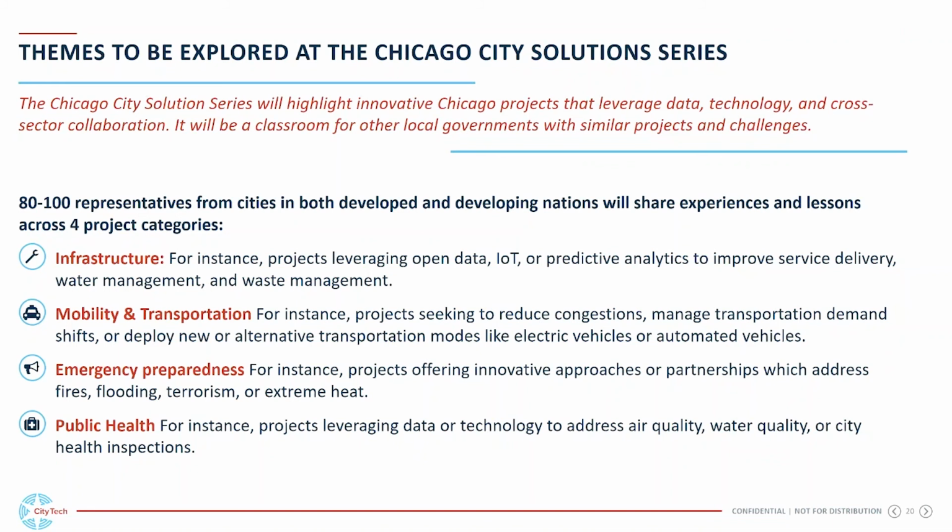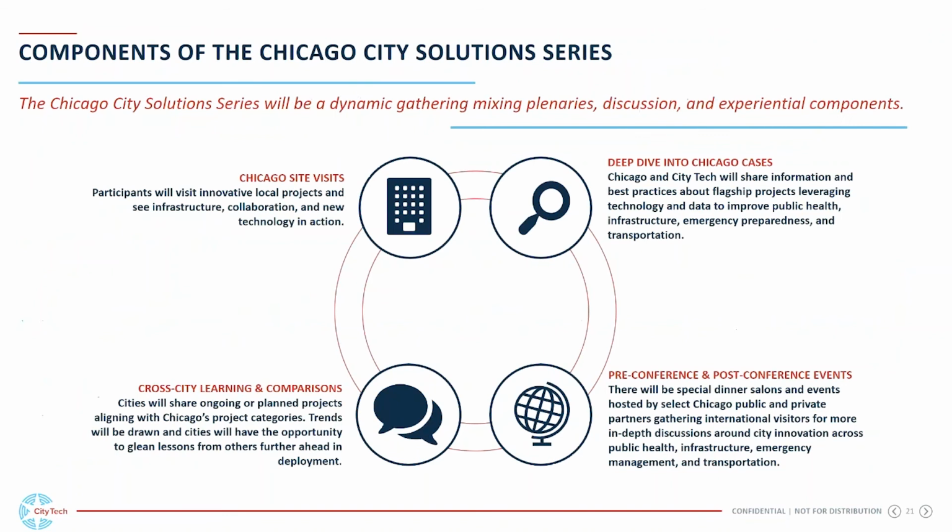So the goal is to establish collaborative city pairs to partner after the conference takes place to assist each other with the implementation of new initiatives. And then finally, there will be a publication of the local Chicago cases that we present, along with a record of other cities' initiatives and lessons.